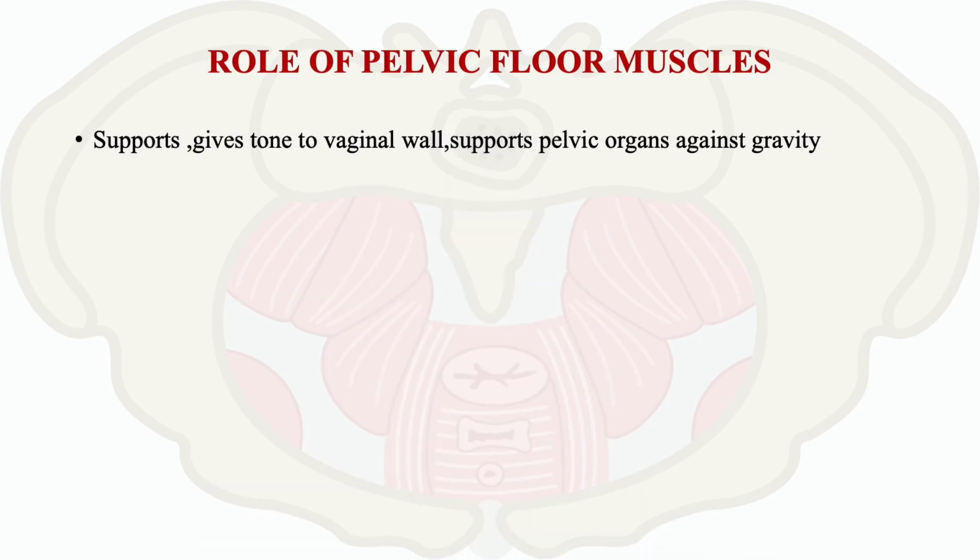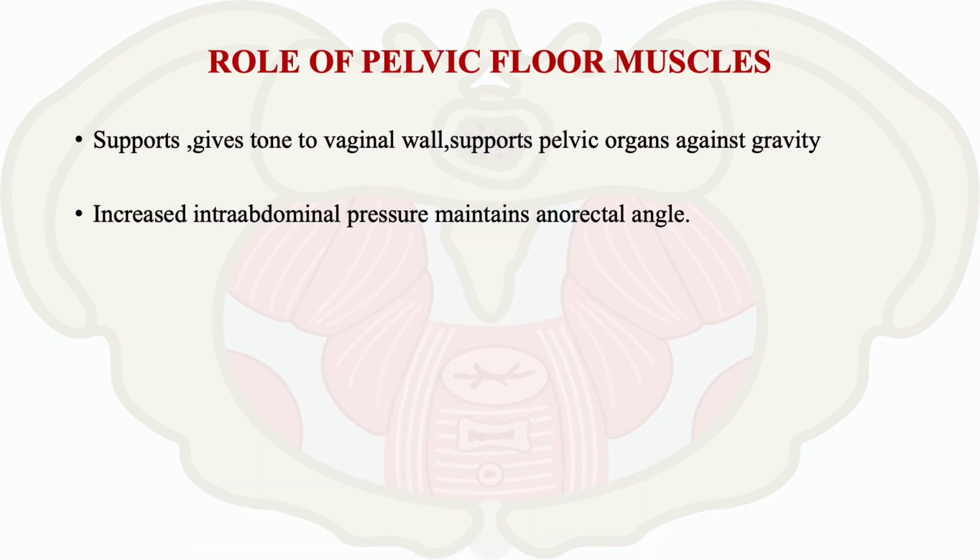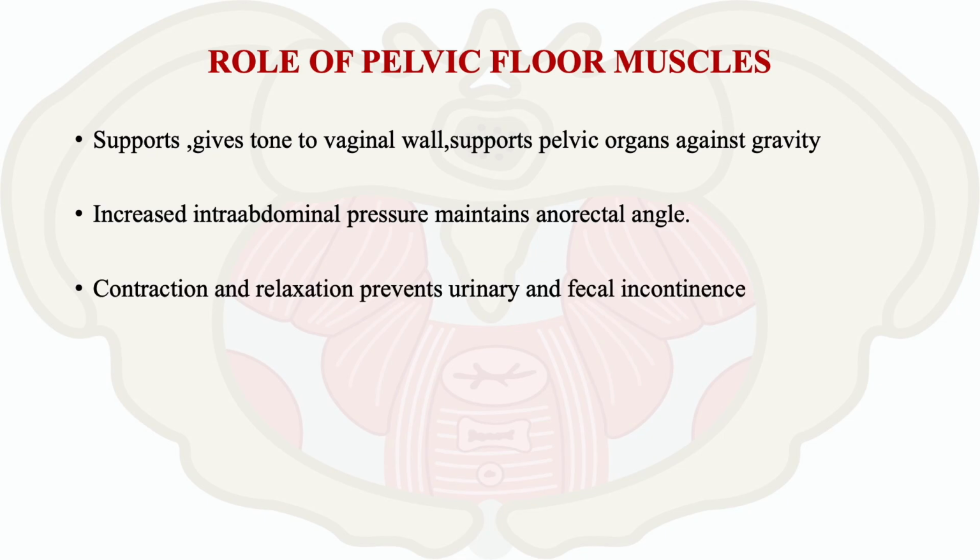So let us understand the role of pelvic floor muscles. In females, it supports and gives tone to the vaginal wall. It supports the pelvic organs against gravity. It increases the intra-abdominal pressure, maintains the anorectal angle, relaxation for defecation and contraction, and prevents incontinence, whether urinary or fecal.